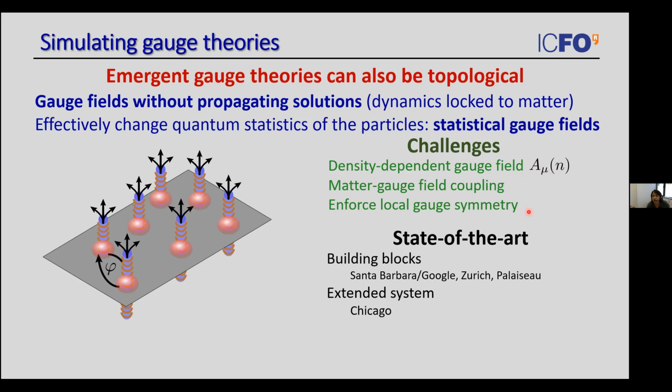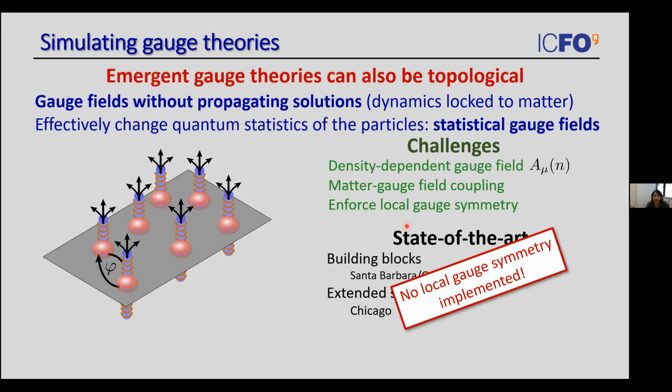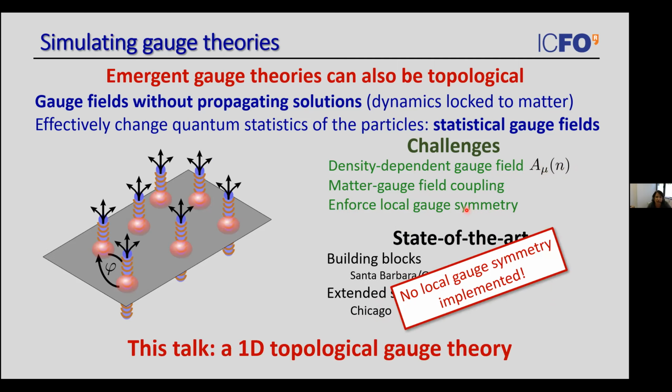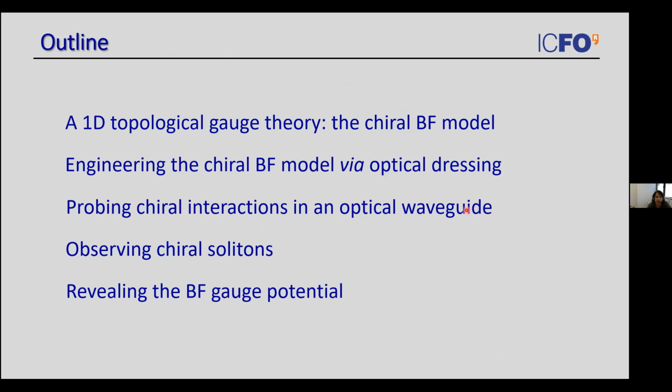And there have been many efforts in this direction: building blocks made with superconducting qubits, neutral atoms, Rydberg atoms, and even such density-dependent gauge fields engineered in an extended system in the group of Cheng Chin in Chicago. But in all these experiments, the local symmetry constraint was not implemented. And what I want to show you today is how, by going to one dimension, we actually can engineer a 1D topological gauge theory. So with this, I come to the outline of my talk. I will first tell you which theory we make. This is the so-called chiral BF model.